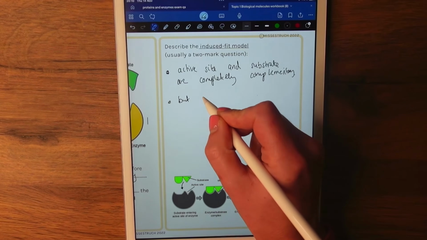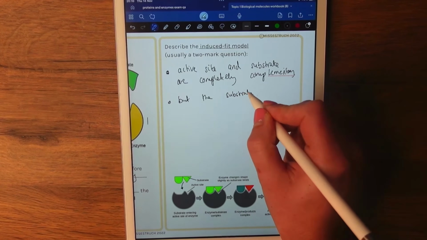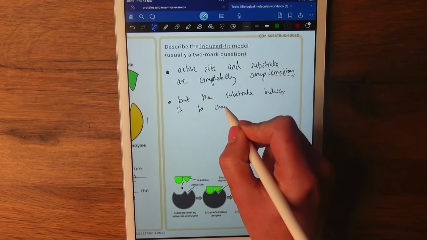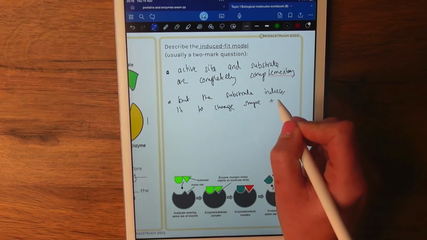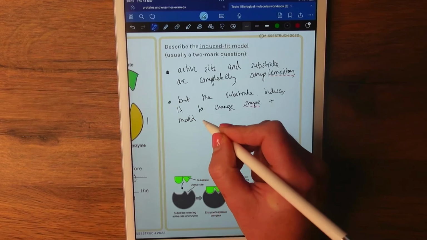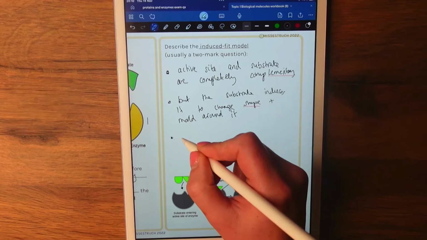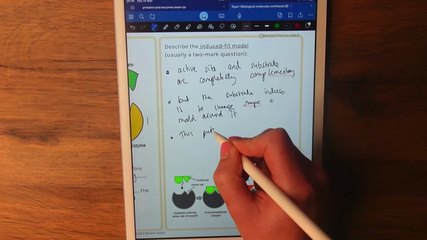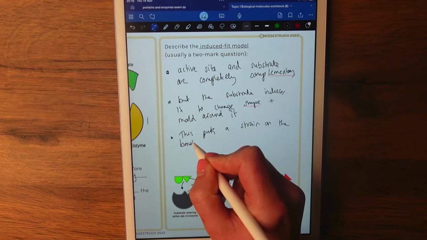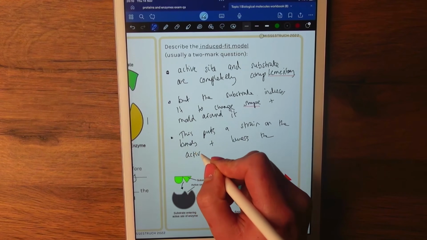But the substrate induces it to change shape and mold around it. This puts a strain on the bonds and lowers the activation energy.